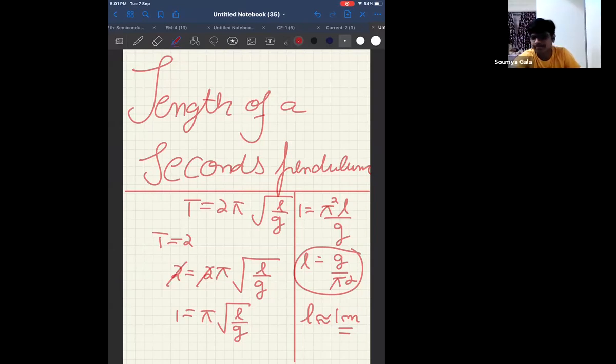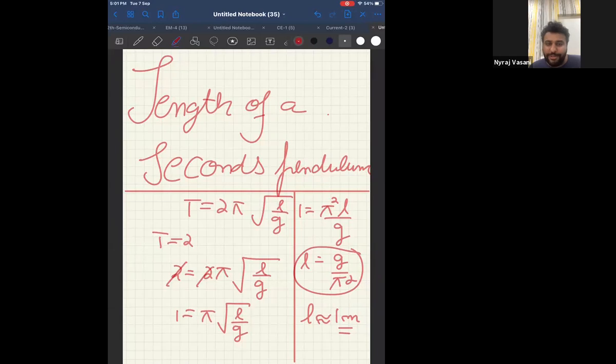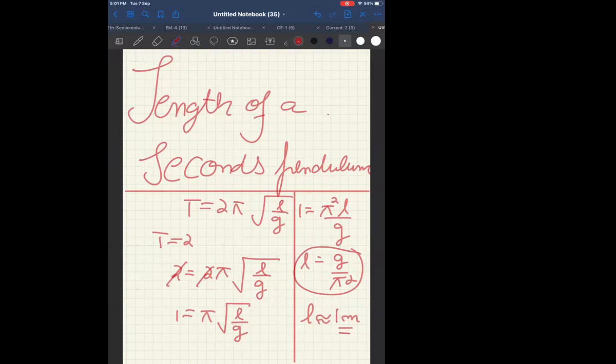Yes, sir. Sir, so 1 meter is equal to 2 seconds, na? 1 meter equal to 2 seconds only for pendulum. In some other chapter, you say, sir, I told 1 meter 2 seconds. No, only for simple pendulum. Please remember. Okay. Yes, miss. Yes, sir.